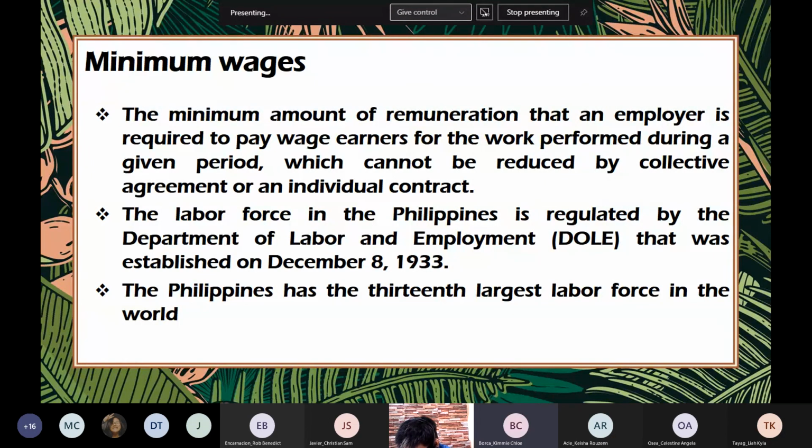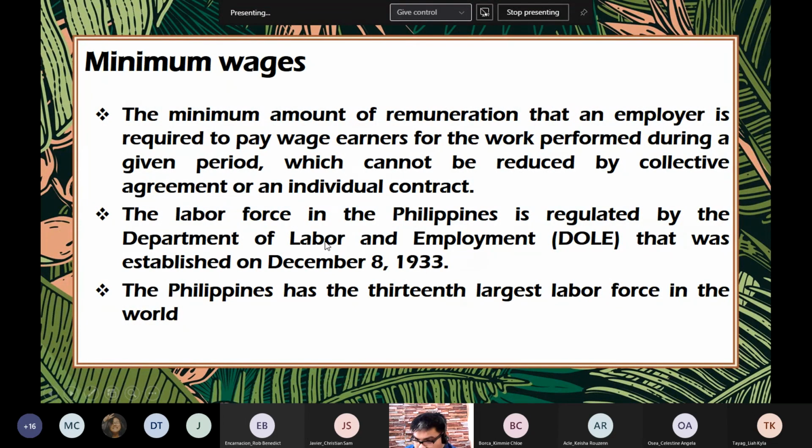Minimum wages. The minimum amount of remuneration that an employer is required to pay wage earners for the work performed during a given period, which cannot be reduced by collective agreement or an individual contract. Okay. So, na-discuss na natin yung wages ng FABM. Yung minimum wage naman, ito yung nasa loss natin. Magkano yung minimum wage natin for today? Right now, it's 537 for NCR. Pero nung nag-work ako as assistant sa school, ang minimum wage pa nung time na yun is only 320 pesos. 2006.